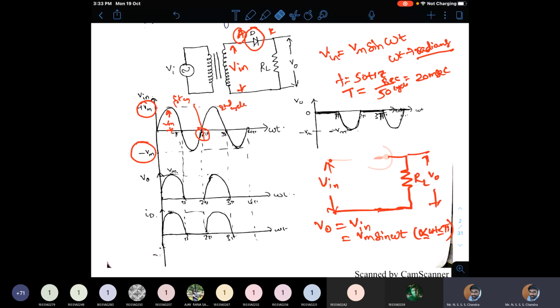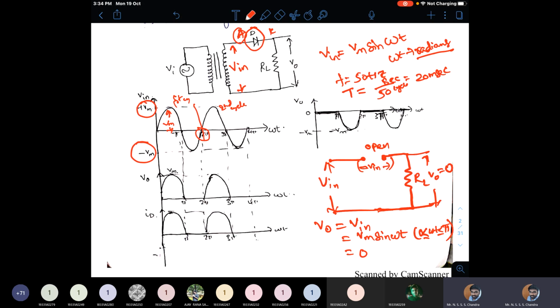As I told you, the diode acts like a switch. So now your circuit acts as if it's open. The input will not be able to reach the output, because for the current to flow, the circuit should be a closed circuit. Because of these open terminals, your entire supply voltage will appear across these two terminals. So here will be your Vin, and across your RL, your voltage V naught will be equal to 0.